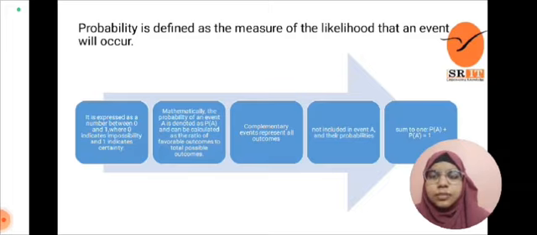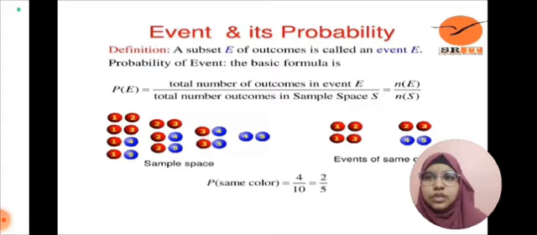Next, event and its probability. Definition: a subset E of outcomes is called an event E. Probability of event, we have the formula P of E is equal to the total number of outcomes in event E to the total number of outcomes in sample space S, that is equal to N of E by N of S. This can be understood by taking this example here as shown in the slide.